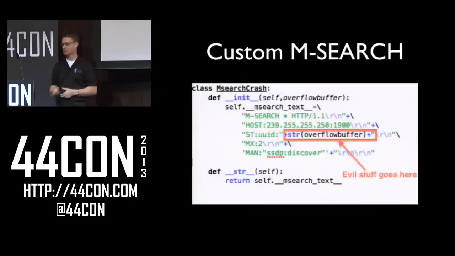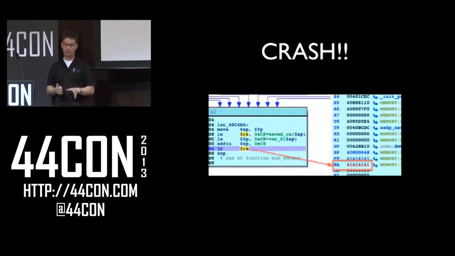So I basically wrote some Python code that would generate an M-SEARCH packet. I put my buffer overflow there in the search target, and when I fire that at the home hub, when I fire it at BCM UPnP running in a debugger, I get this nice crash.